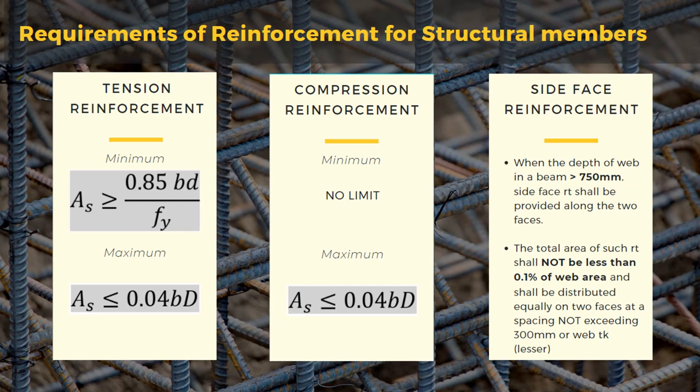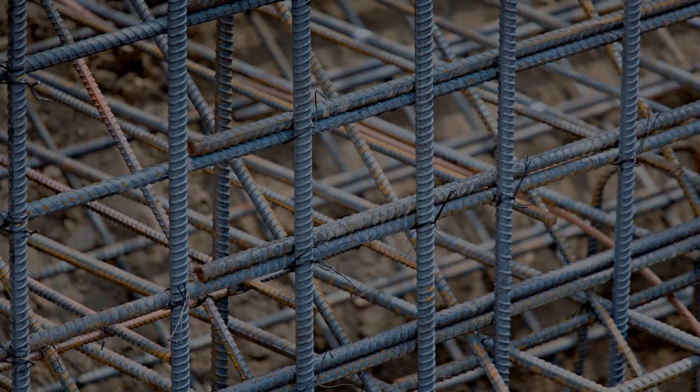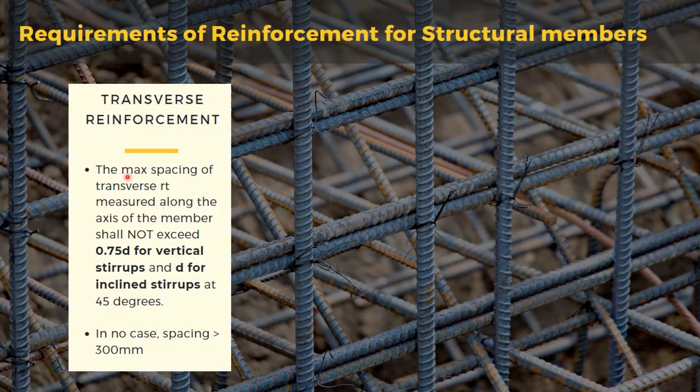Now let's move on to the transverse reinforcement. The maximum spacing of transverse reinforcement measured along the axis of the member shall not exceed 0.75 D for vertical stirrups and D for inclined stirrups at 45 degrees. This is in case of transverse reinforcement, and in no case shall the spacing be greater than 300 mm.